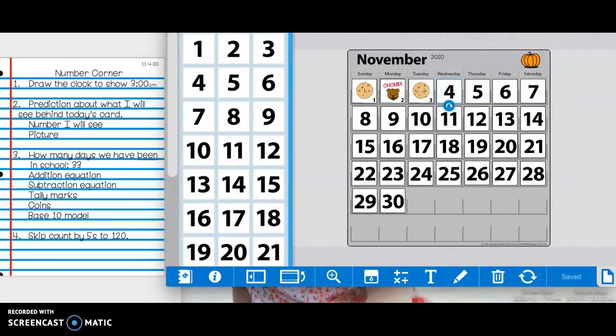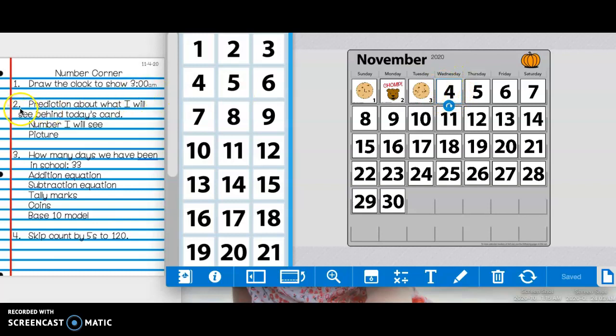All right, now friends, we are making a prediction about what will be on today's card. On the first day, we had one full cookie. The second day, we had one bear eat the one cookie. On our third day, we see a cookie and it is split into 2 parts. It is split in half or 2 parts. So what will we see on today's card?